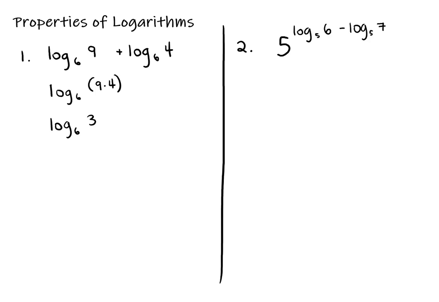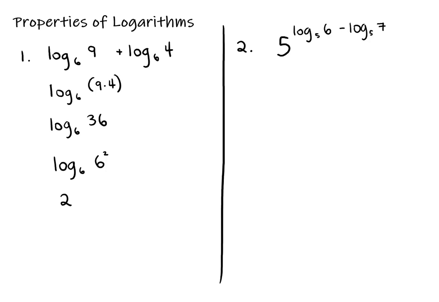9 times 4 is 36. And let's just take that and write that with a base of 6. So that would be 6 squared. And one of the properties we learned is that if you have a base of the log and the base of an exponent in the argument, then you can just simplify that. Those cancel out and you just get 2.